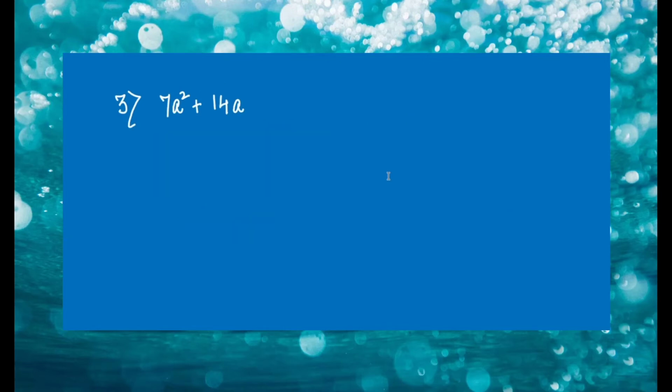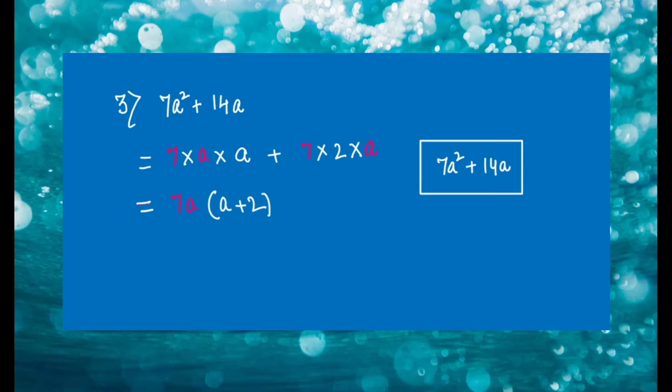Here comes another problem: 7a square plus 14a. Let's factorize the terms. Which are the common factors? Let's take them out. So the factors are 7a and a plus 2. Let's draw our rectangle now. Split the areas. Find the dimensions.